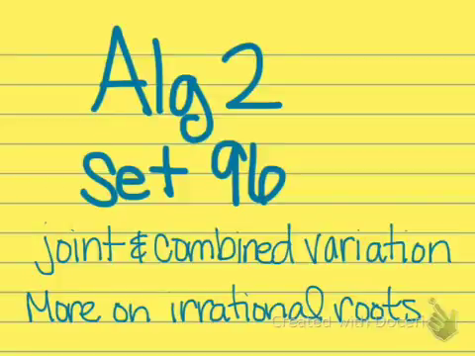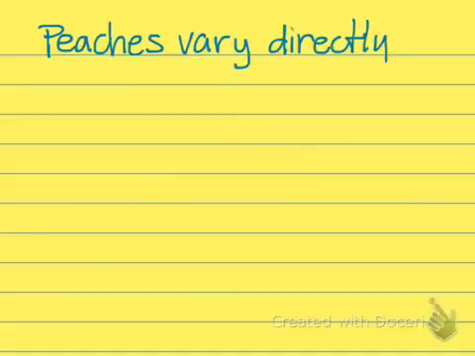Algebra 2, set 96, joint and combined variation, more on irrational roots. Okay, so we're going to be talking about direct and indirect variation and joint variation.